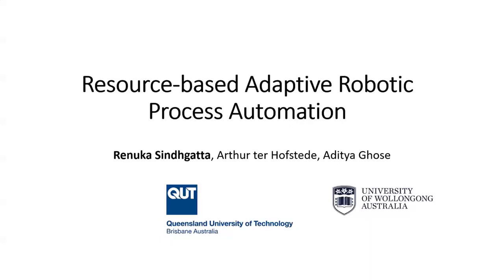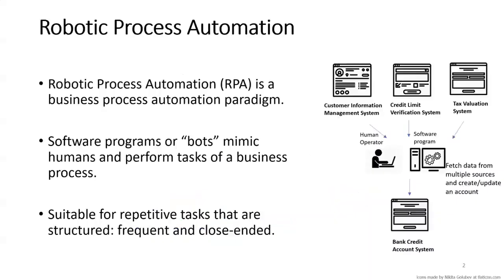In this work, we present a design approach for an adaptive robotic process automation by specifying different types of resources and their characteristics. So I'll get started with a brief introduction on robotic process automation.